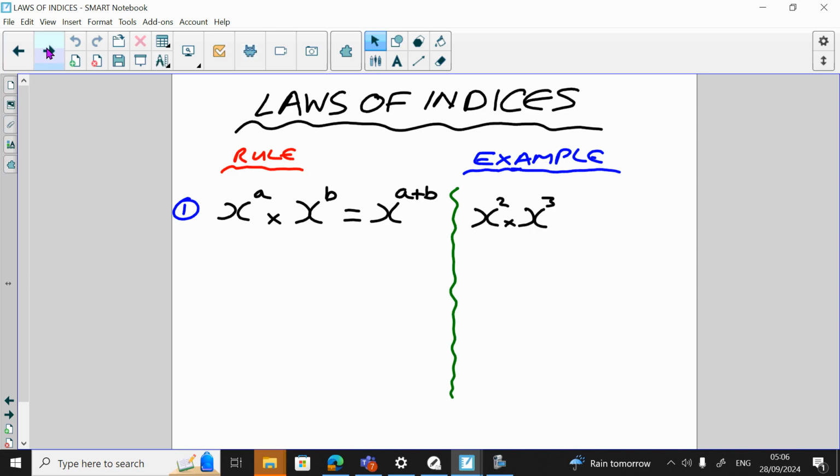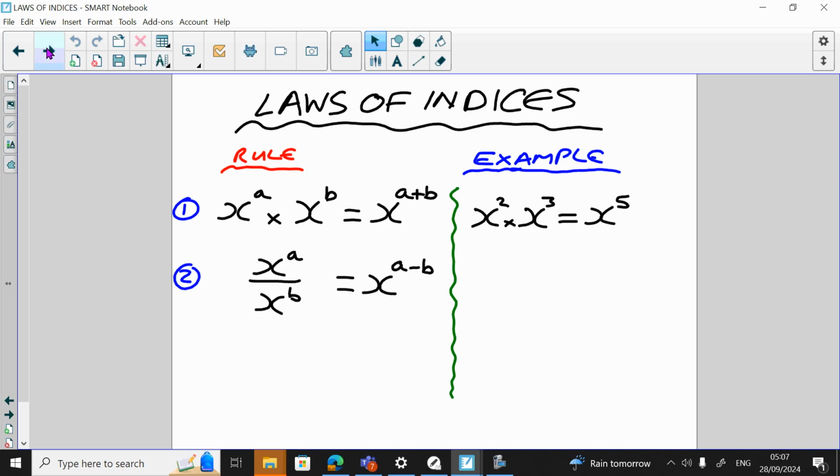So x squared times x to the 3, that's x times x for x squared. X cubed is x times x times x, so that's a total of 5. So that should give you x to the 5. Write that down for yourself if you're unsure, to prove it for yourself.